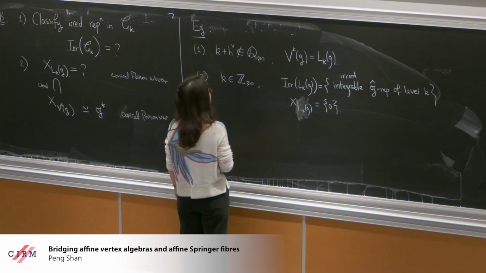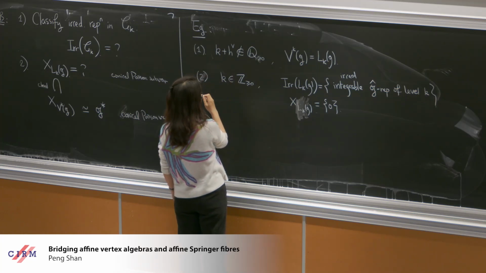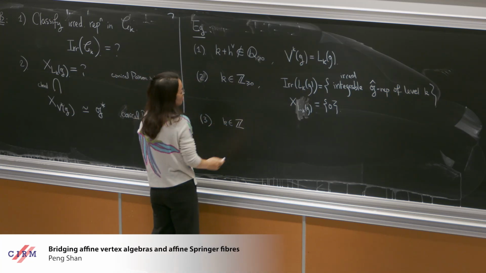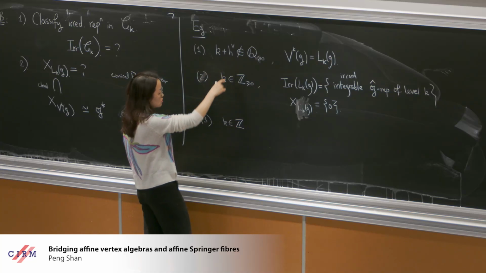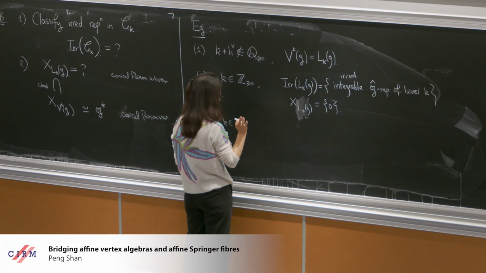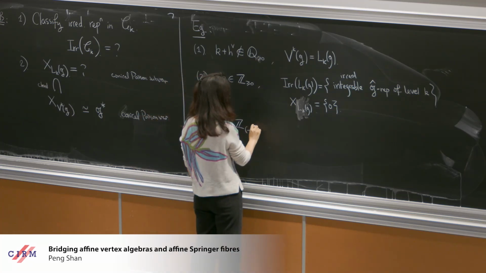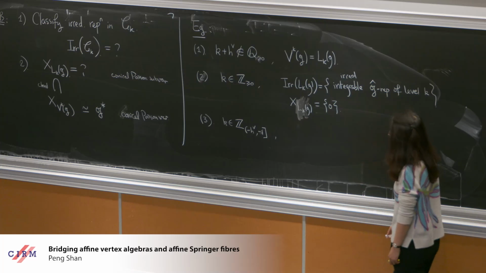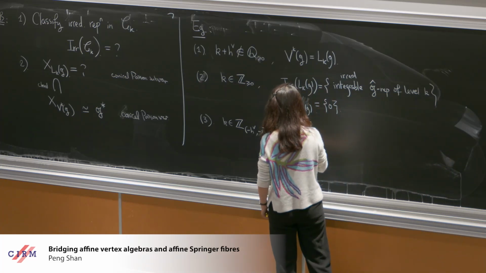And then if you restrict yourself to integers such that k is negative, but k plus h dual is positive, so I do not consider the critical level, I will exclude minus h dual. When k is between minus h dual and -1, then this vertex algebra has not been well studied, and basically nothing is understood.